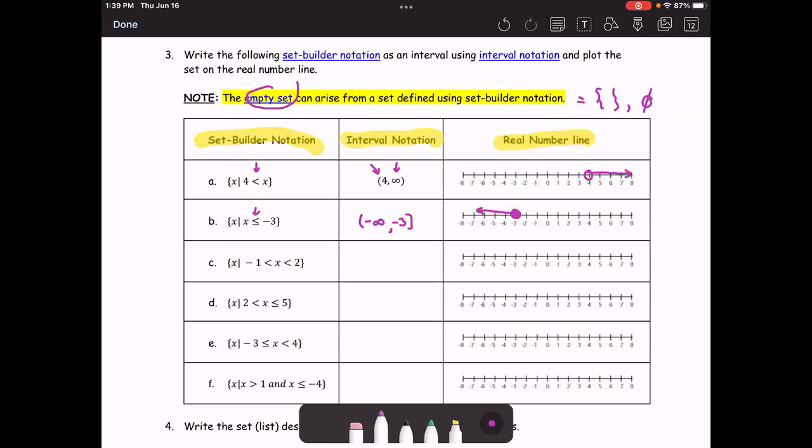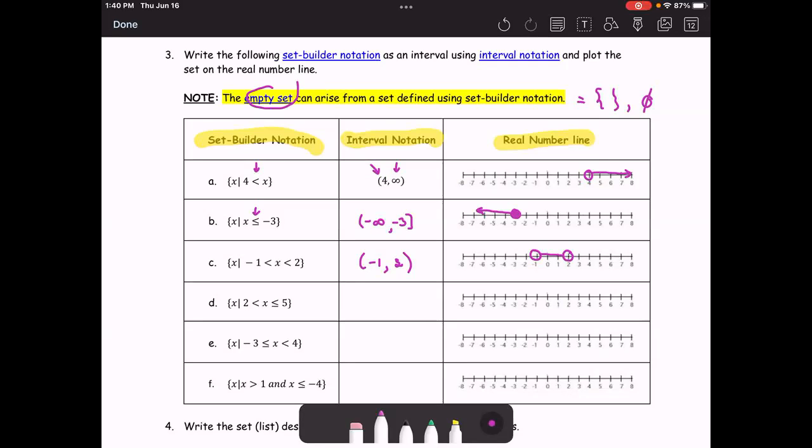Put the arrow pointing to the left that represents the set of x that is less than or equal to negative 3. Part C, the set of x such that x is strictly greater than negative 1, strictly less than positive 2. Negative 1 is the lower number, 2 is the higher or greater number. Not including both numbers, we use the open parenthesis on both ends. Locate negative 1 using the empty circle as well as the value 2. Draw the line to connect these two circles.